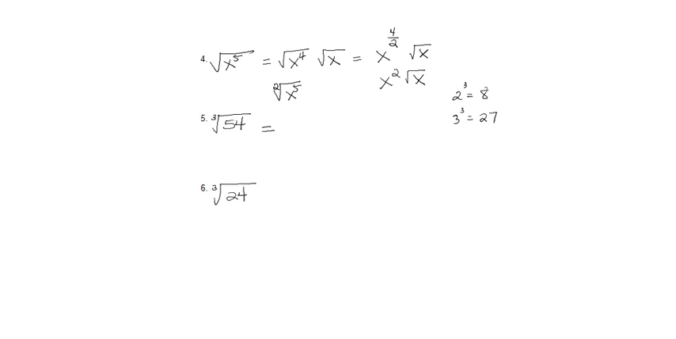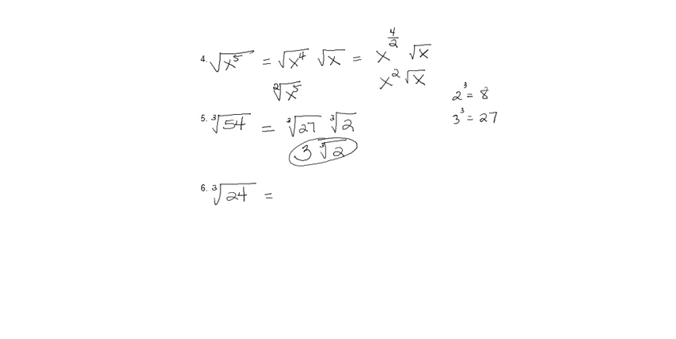We see that 3 cubed is 27. We know that 27 goes into 54 twice. So we're going to have the cubed root of 27, which is 3. Then the cubed root of 2. 2 is not a perfect cube. It has no perfect cubes in it. So we are going to be left with 3 cubed root of 2.